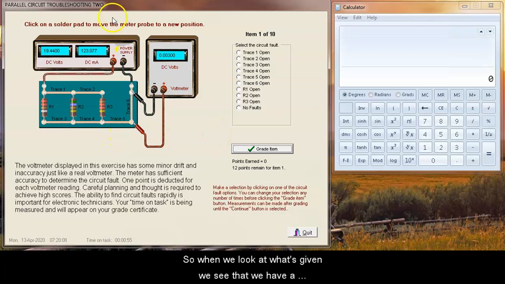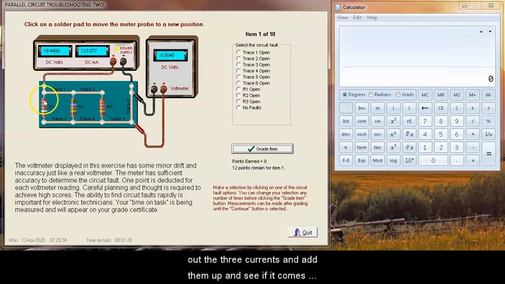When we look at what's given, we see that we have a voltage here. We have a current that is given, that's what the circuit is consuming. And then we have a voltmeter. So the first thing that makes sense to do is figure out how the circuit should work if it is working properly. To do that, we're going to figure out the 3 currents and add them up and see if it comes up to 123 milliamps.